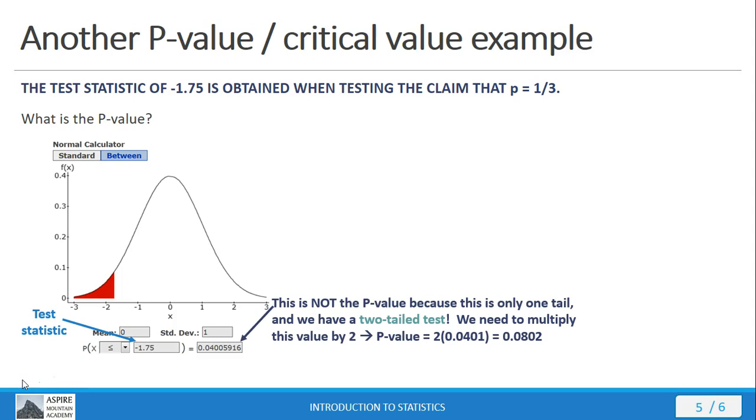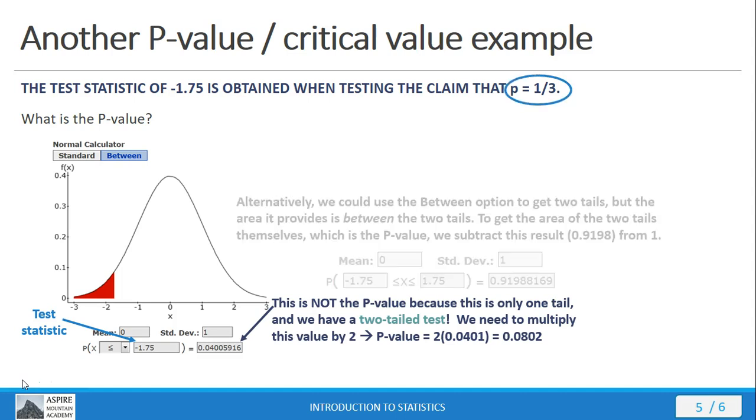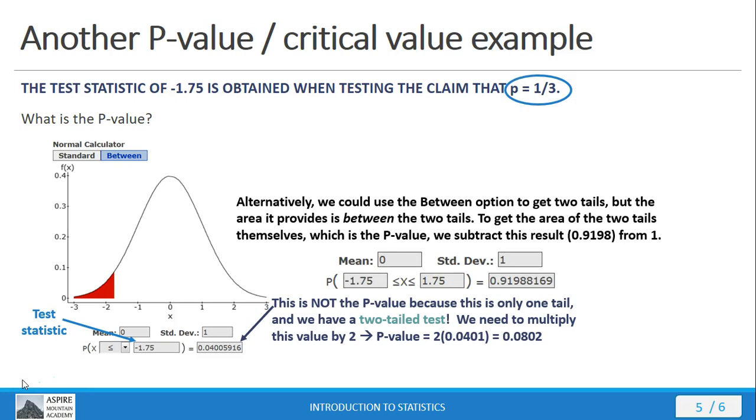Well, because the normal distribution is symmetrical about the center, the area on the right is going to be the same as the area on the left. So if we just multiply that area by 2, we get the value that is the p-value, 0.0802. So again, looking at that claim and recognizing where the alternative hypothesis is leads us to the correct solution.